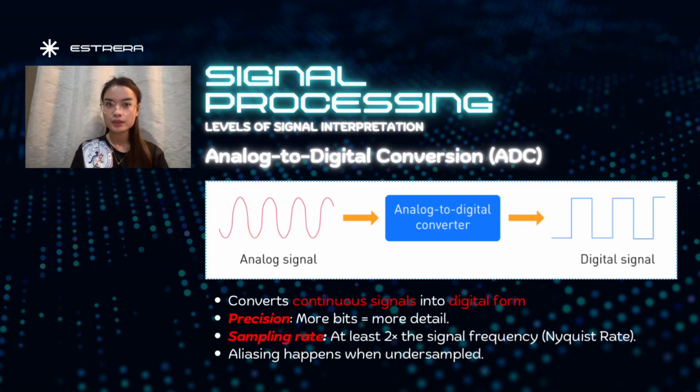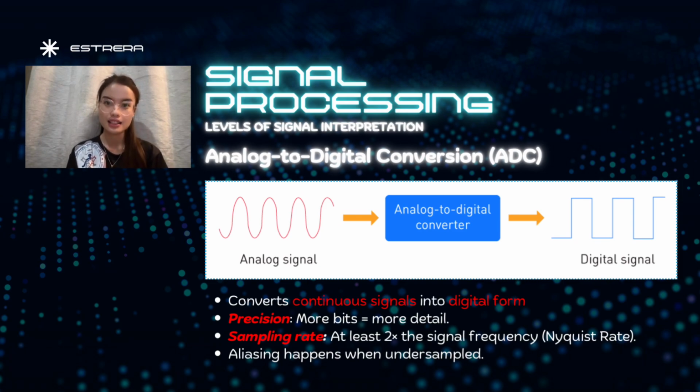Since computers can only understand digital data, we convert the continuous signals into digital numbers using ADC. The more bits we use, the clearer the signal. Also, the signal must be sampled fast enough, at least twice its highest frequency, to avoid errors like aliasing. So here's an example of analog to digital conversion.